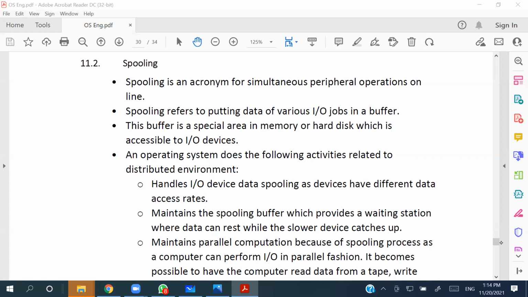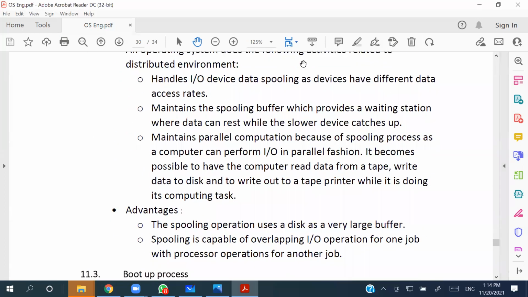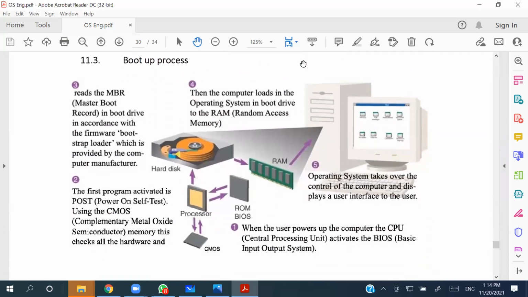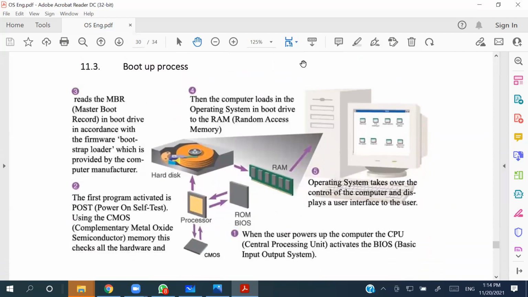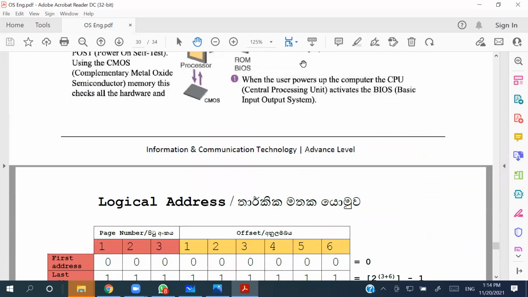Is that clear, people? Right, okay. All right, great. So after the spooling, we have the boot up process. Right, so this is the very last part of the note.